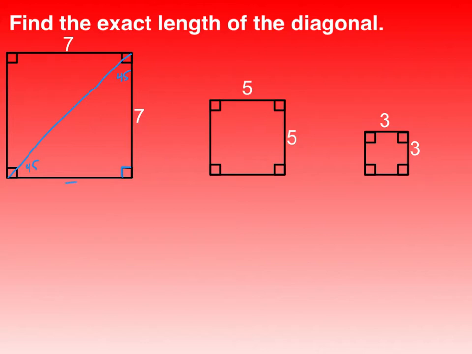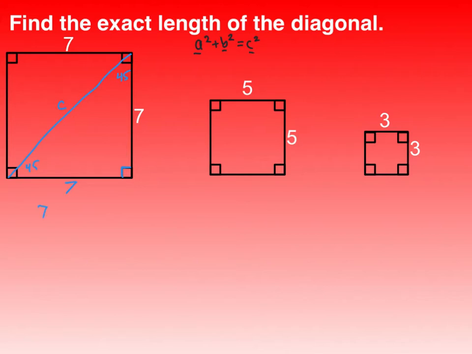And this segment down here is also 7. Now to find the length of the diagonal, which we called C, the hypotenuse, I'm going to use the Pythagorean theorem like we did last week. Remember, the Pythagorean theorem is a squared plus b squared equals c squared, where a and b are the legs and c is the hypotenuse.